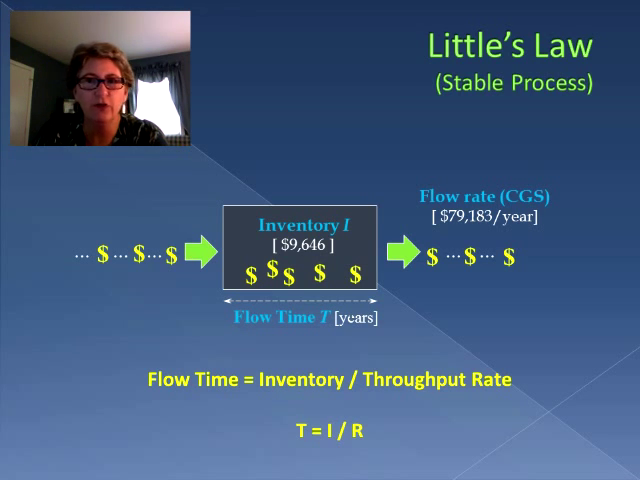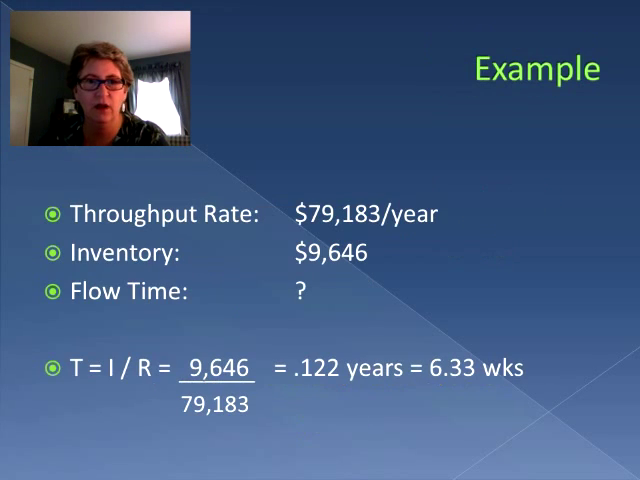So using the version of Little's Law that says flow time equals our inventory divided by our throughput rate, we can calculate how long it takes for a single dollar to go from the beginning of the process all the way through to the end. So let's go take a look at that. Our throughput rate was $79,183 per year. Again, that was our cost of goods sold, the dollars that got entered into the process.